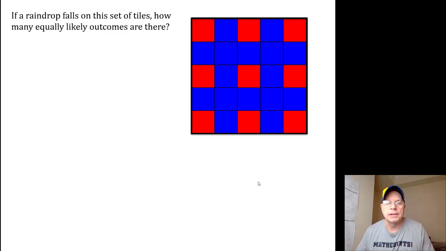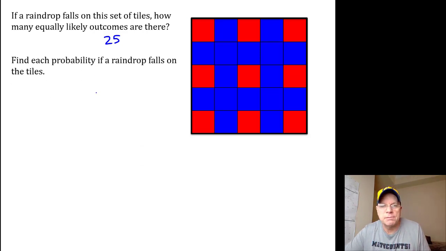Let's start by considering this question. If a raindrop falls on this set of tiles, there's a bunch of square red and blue tiles. If the raindrop is guaranteed to fall in this large square region, how many equally likely outcomes are there? Think about that for a second. Pause if you want to. There are some red tiles and there are some blue tiles. There are 25 tiles altogether, so there are 25 equally likely places for that raindrop to land.